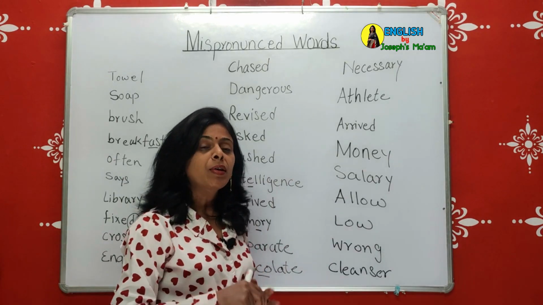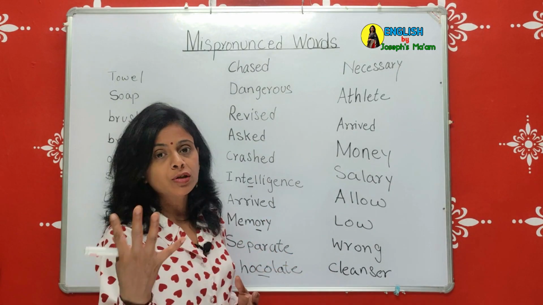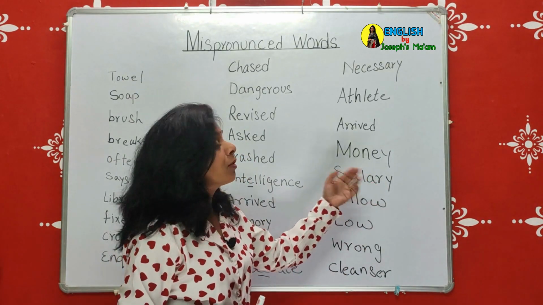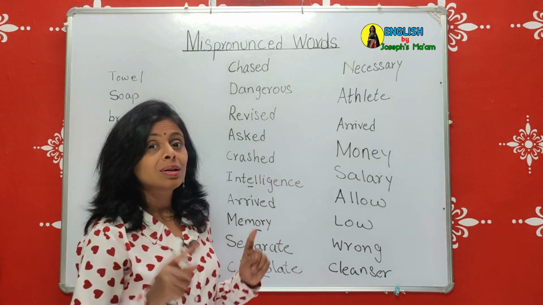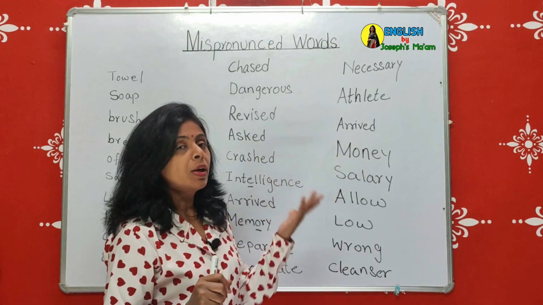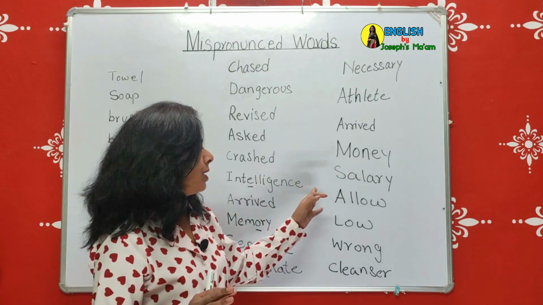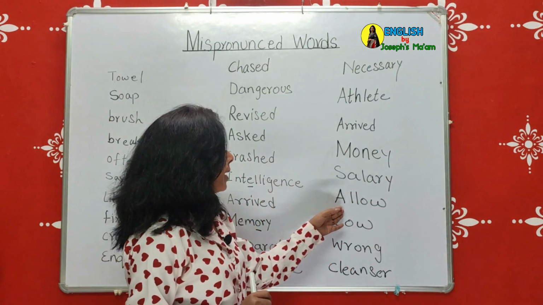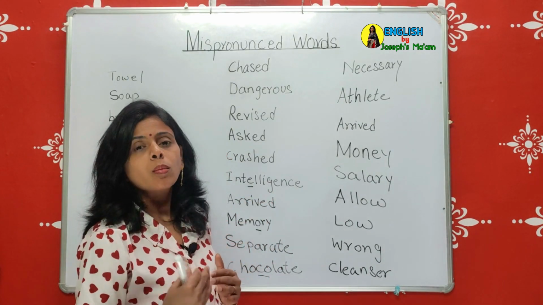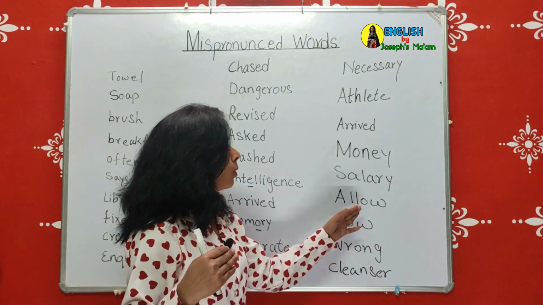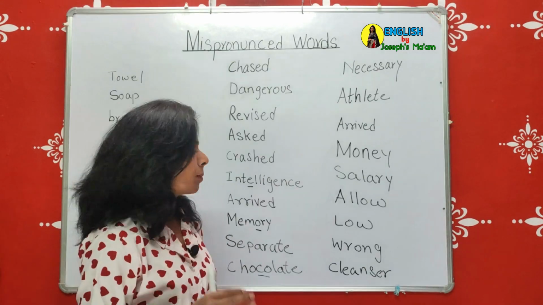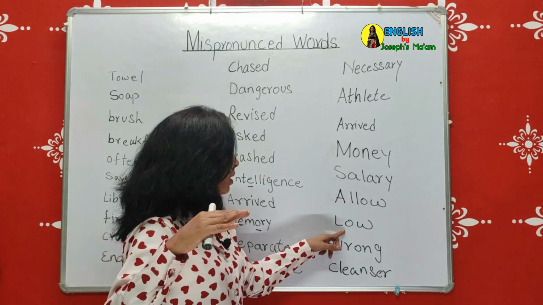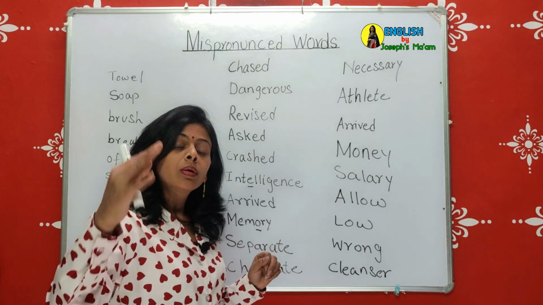Next word. When you work and you get the salary, आपको first salary मिलती है, so what will you say? You pronounce the word as, you do not say salary, it's salary. You'll remove the A again. A is gone. S-L-A-R-Y, salary. Next, the word is allow. The O is gone. Silent. Allow. Next is low. It's not L-O-W, low.